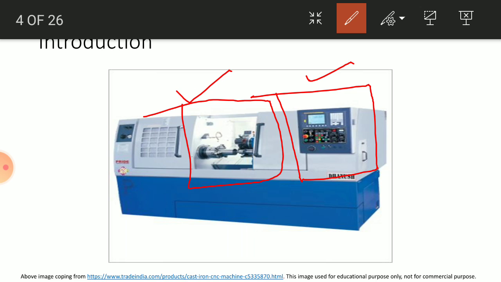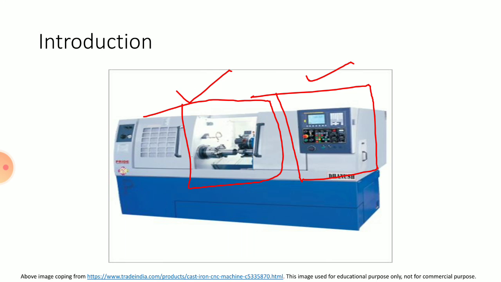This is a lathe machine, but the lathe machine is controlled by the computer. That's why we call it a computer controlled lathe machine. In a computer controlled lathe machine you use various M codes and G codes, and through M code and G code you give specific commands to the tool. Similarly, we can do these operations in a milling machine also. So there are two types of CNC: the turning CNC and the milling CNC.